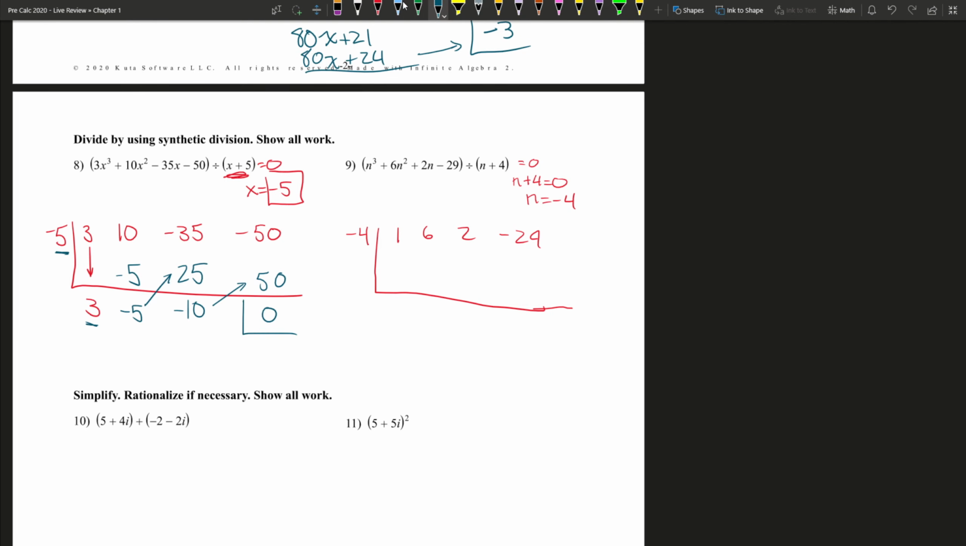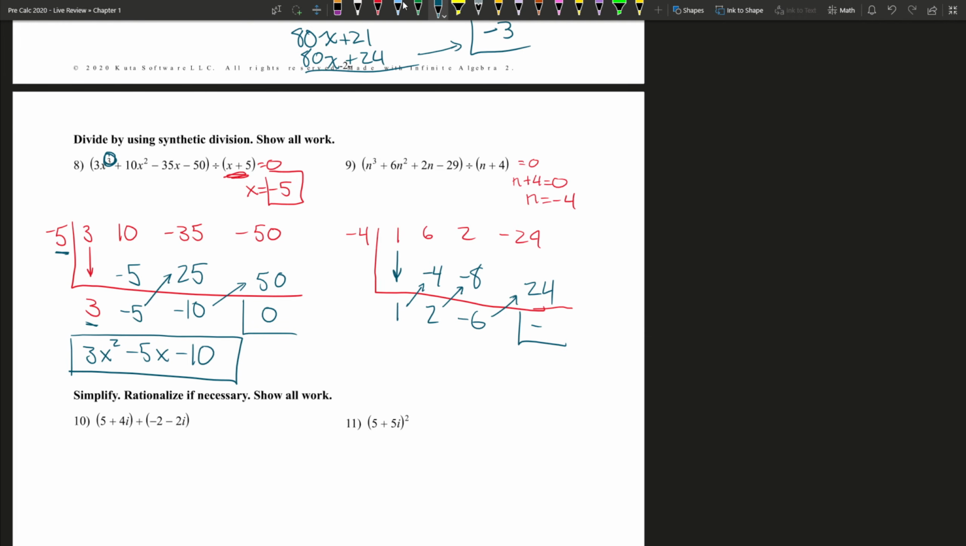Okay, so our answer then is 1 degree lower than our original polynomial. So this is 3x squared minus 5x minus 10. Same thing over here. We bring our first value down to get 1, multiply across to get negative 4, add down to get 2, multiply up to get negative 8, add down to get negative 6, multiply up to get 24, and then we have a remainder of negative 5.